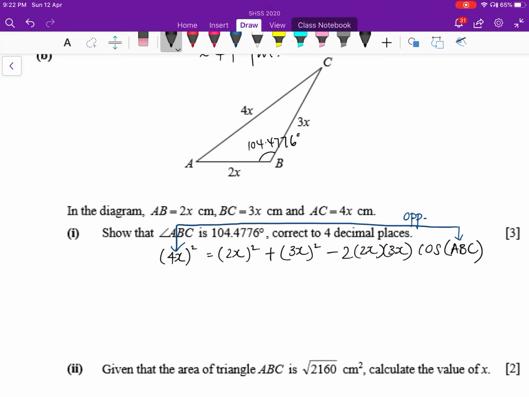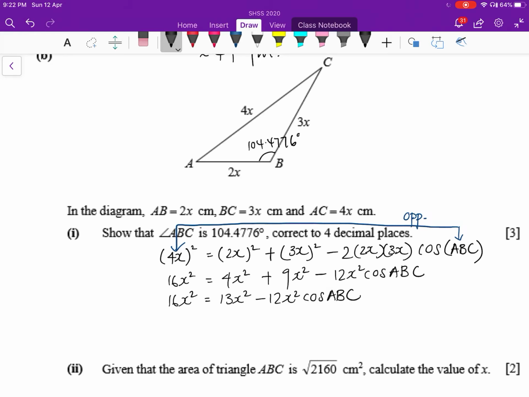Let's expand, simplify, and find the angle ABC. 4x squared is 16x squared equals 4x squared plus 9x squared minus 12x squared cosine ABC. Simplify: 16x squared equals 13x squared minus 12x squared cosine ABC. A lot of students make this careless mistake. They just take 13x squared minus 12x squared to give them x squared. But no, 12x squared is multiplied to cosine ABC. So you cannot just do 13x squared minus 12x squared. That is wrong.